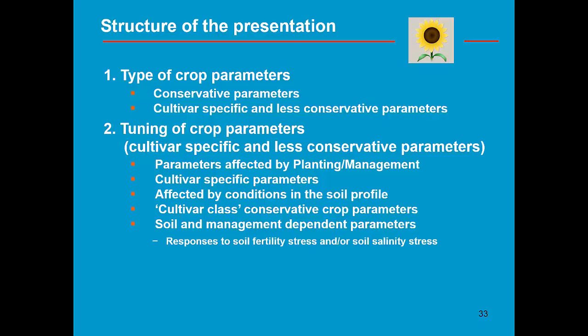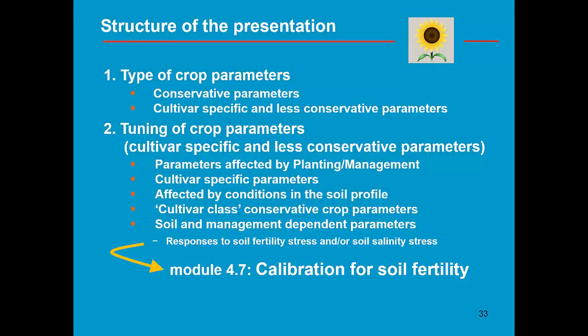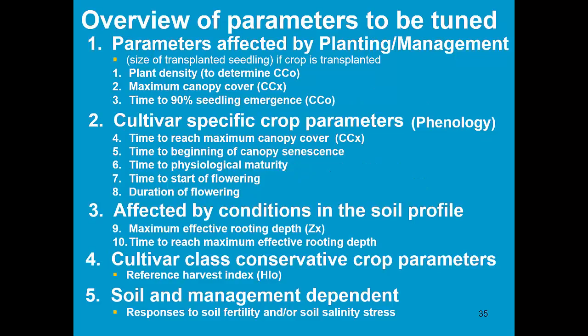The final step in tuning of the crop parameters consists in adjusting the soil and management dependent parameters as the response to soil fertility stress. However, this is not explained in this module, it is explained in module 4.7. In this slide, you find an overview of the parameters which need to be tuned. These are the parameters affected by planting and management, the cultivar-specific crop parameters linked with phenology, parameters affected by conditions in the soil profile, and the cultivar class conservative crop parameters.